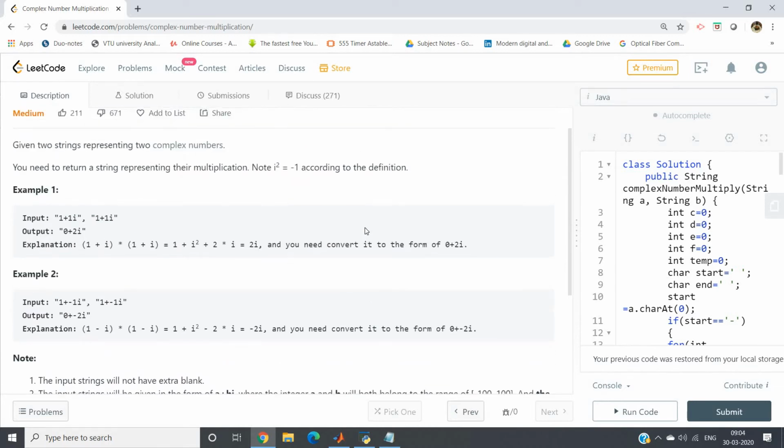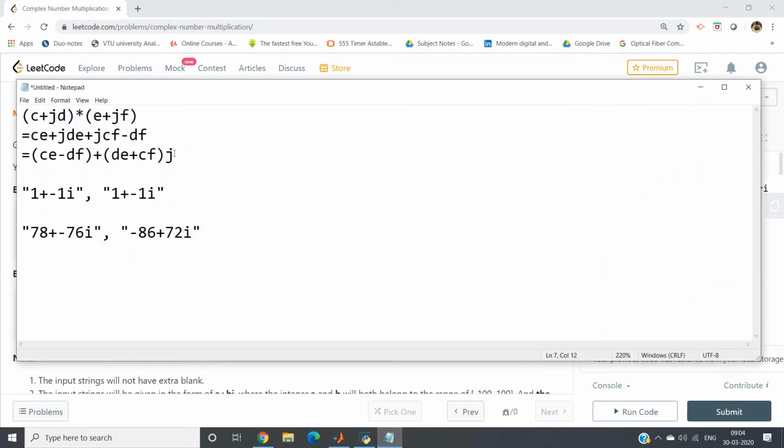Try to think about how to write the code for this, implement it, and check whether it is giving correct output or not. If it is not giving correct output, no need to worry, here I am explaining. Simple code: c plus jd, here I am using the j symbol instead of i. You can use your own symbol; if you are familiar with MATLAB in programming, you know that we replace the i by j. In other languages, somewhere i is used, somewhere j is used, like that.